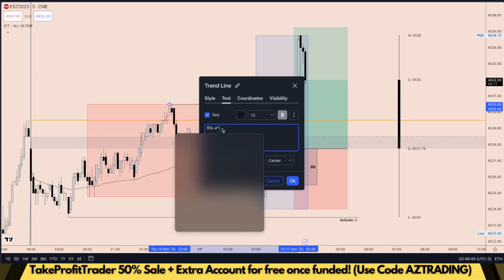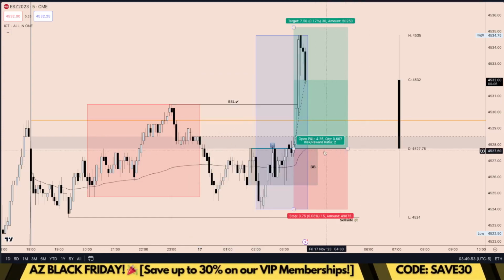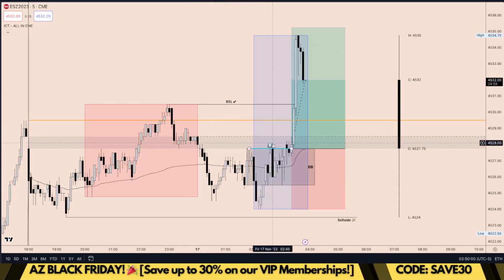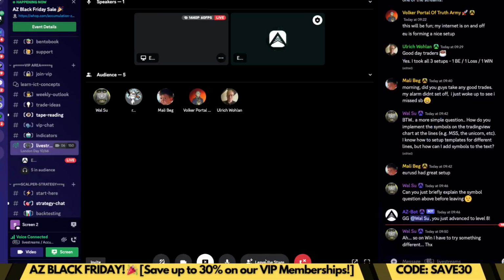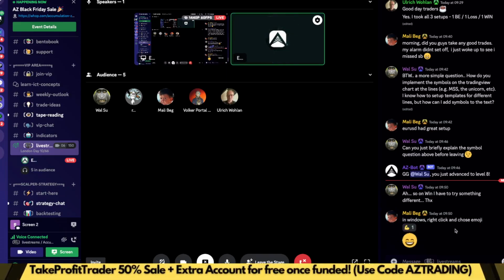If that's not working on Windows, if you want that, just some little playful things that I like to do, I guess. Like a sweep market structure shift with the up symbol right here, or the unicorn setup with the unicorn. But yeah, that's how I do it. On Windows, right click and choose emoji.